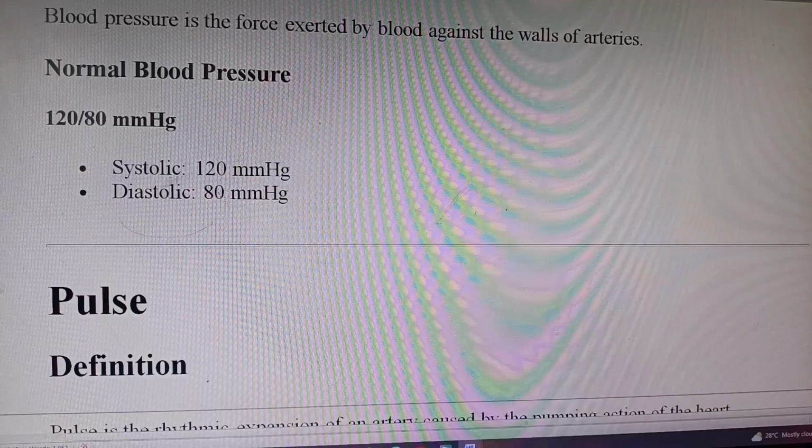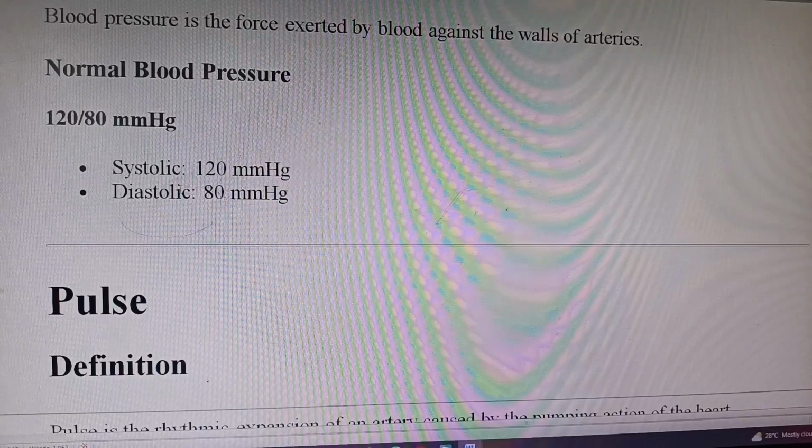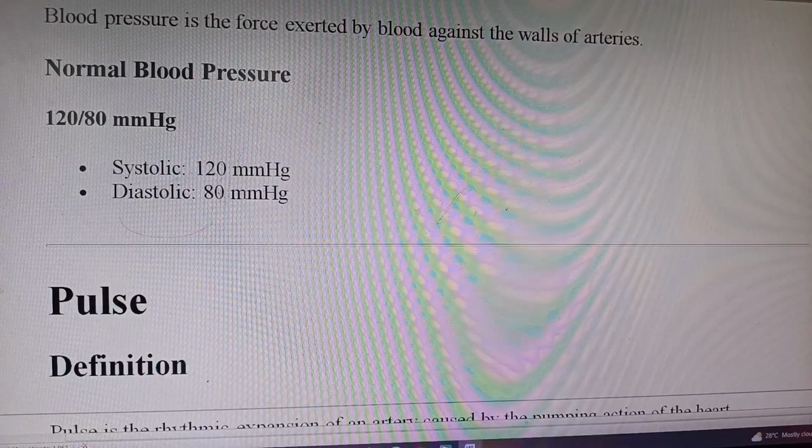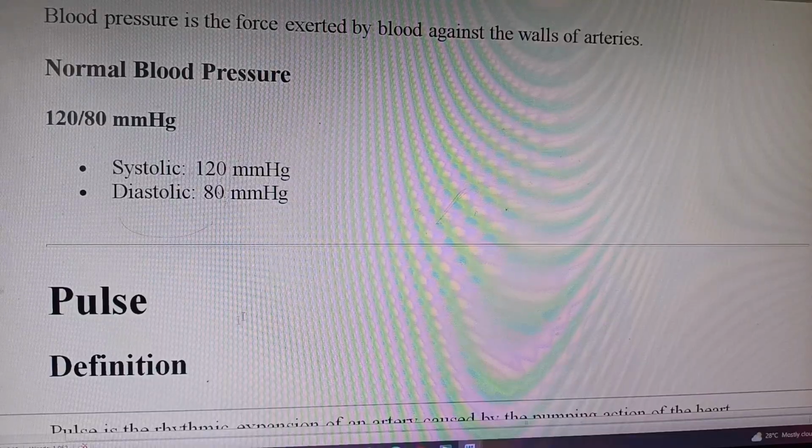Systolic blood pressure is when the heart is contracting. When the heart is contracting, the pressure force exerted on the walls of the arteries is called systolic blood pressure. Diastolic means when the heart is relaxing; the force exerted on the arteries at that time we call diastolic blood pressure.